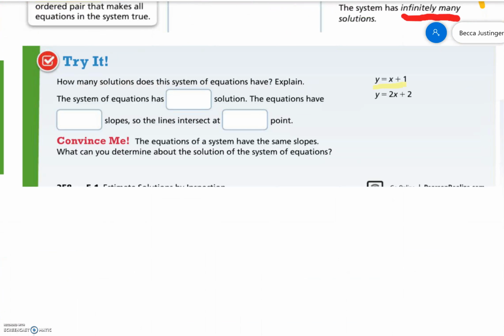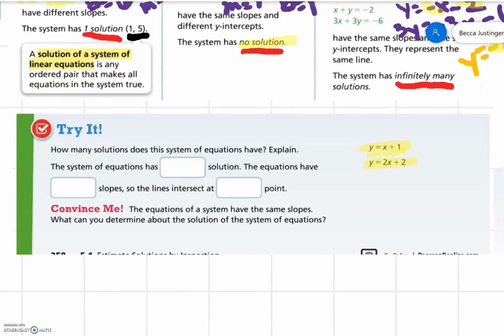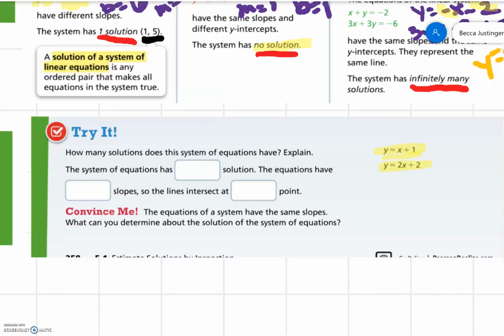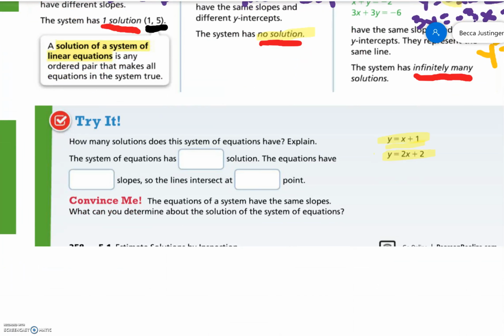So looking at these two equations, are they the same line? No, so they're not infinite solutions. Do they have the same slope? No, so they're not no solution. So that must mean they have one solution. The equations have different slopes, so the lines intersect at one point.